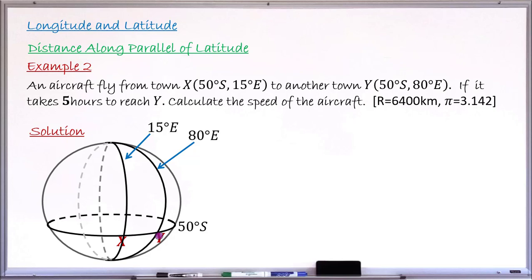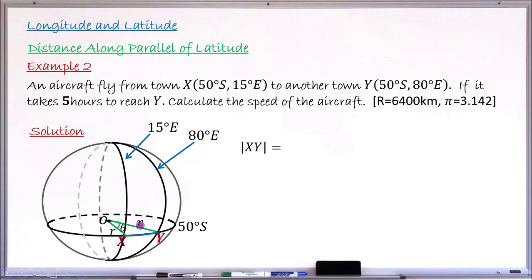So what I will now do is find the distance XY, that is the distance between the two towns. Later on, I will use the distance to find the speed, because the question asks us to find the speed of the aircraft. That distance is nothing but the length of this arc, the arc in blue. That arc subtends the angle theta at the center of that latitude, 50 degrees south, and the radius of the latitude is denoted by small letter r.